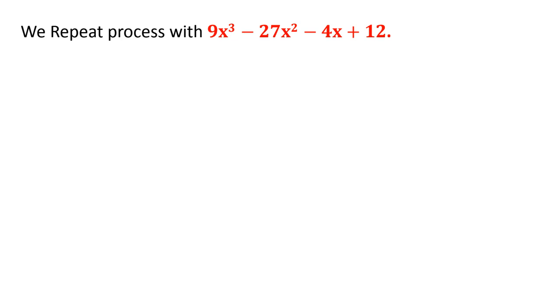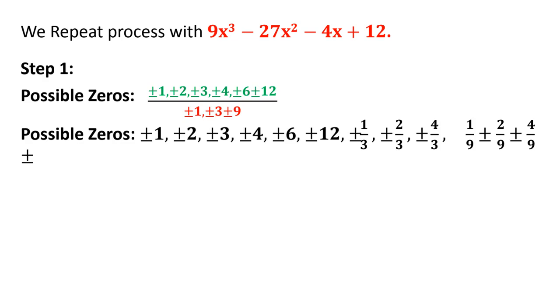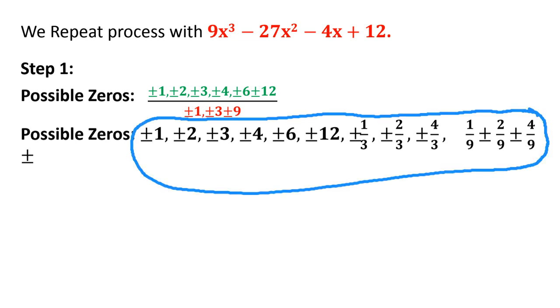So now with the new quotient, we're going to find again the possible zeros for this one. So these are my possible zeros. So the factors of the constant term, which in this case is 12, and then the factors of the leading coefficient, which is 9. And then all these are my possible zeros. So you choose one and then you test it out.